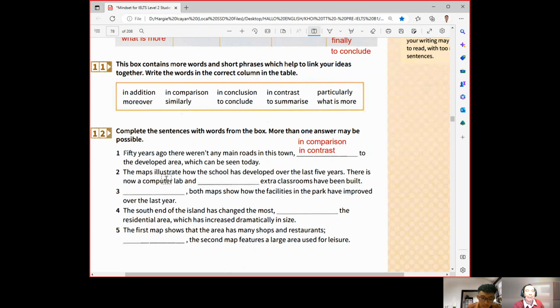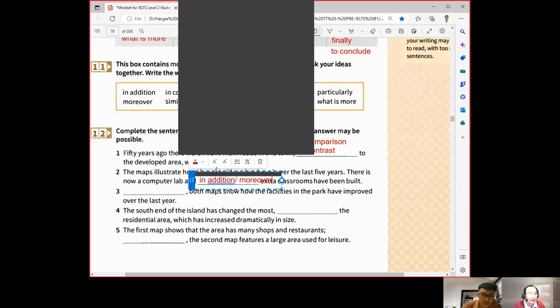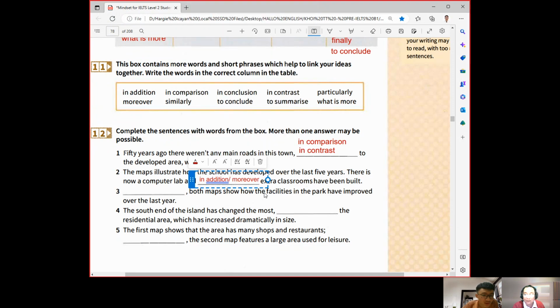Next, number two. The maps illustrate how the school has developed over the last 5 years. There is now a computer lab and blank extra classrooms have been built. In addition. Correct. In addition, there's more. You can also say in addition to, or moreover, or what's more.